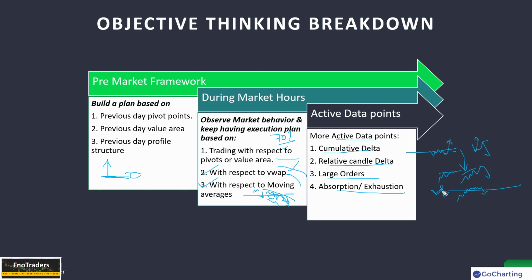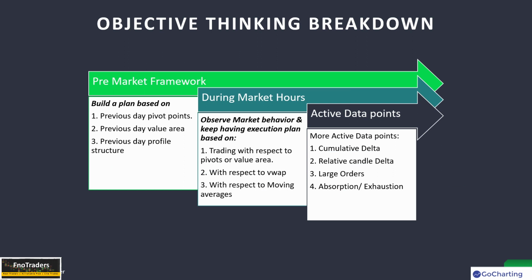Will I short right away at this one? No. Then I'm looking at price, absorption, other things at this level to confirm my plan, and then to execute based on active data points. Right? That is how you evolve from a pre-market framework, start observing it during market hours with your plan, and then during market hours look for more active data points to refine your execution, entry and exit. Okay, clear? I think that's the way it is.